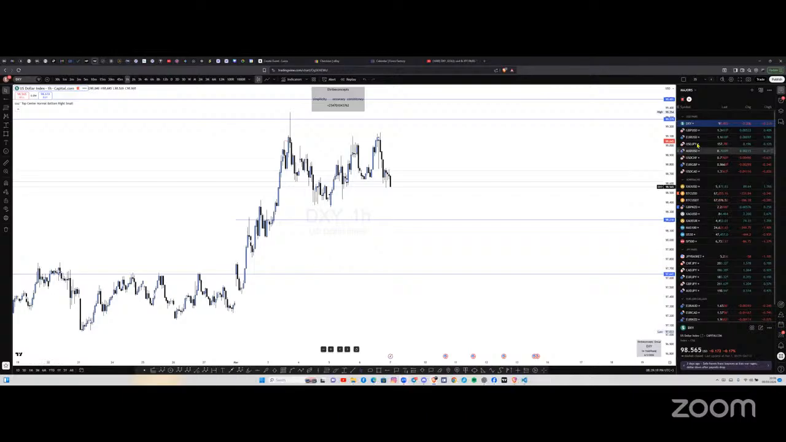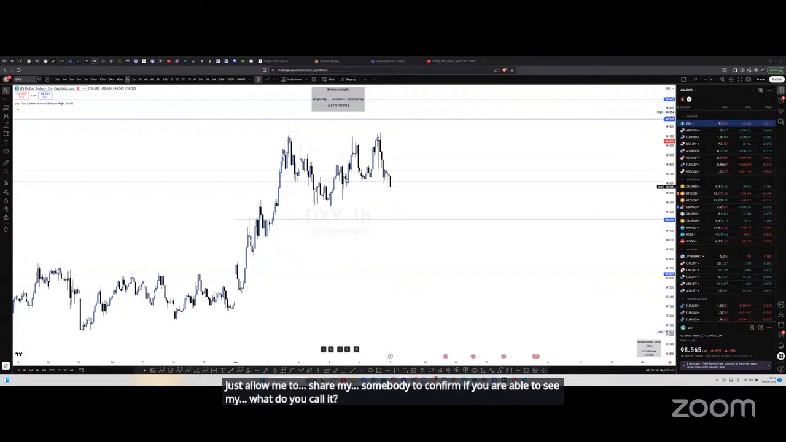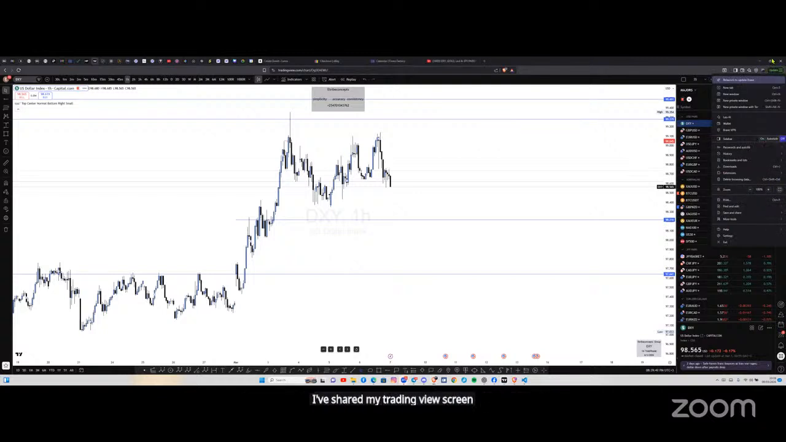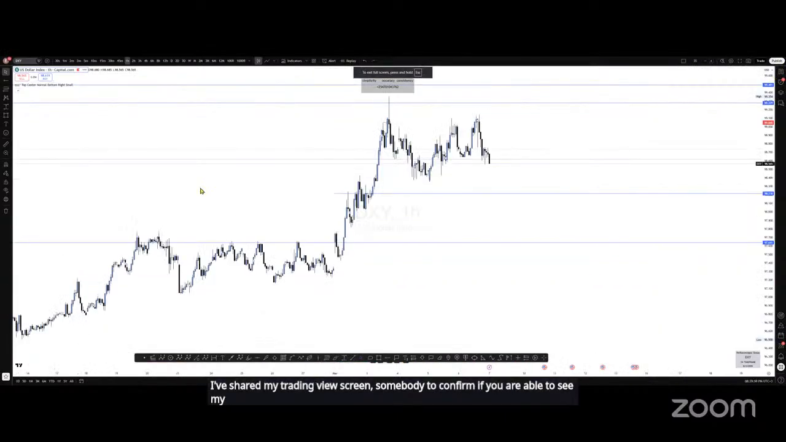So I want to quickly go to the technical point of view so that we can look at a few pairs. Just allow me to share. Somebody confirm if you are able to see my TradingView screen. I've shared my TradingView screen. Somebody confirm if you are able to see it. All right.